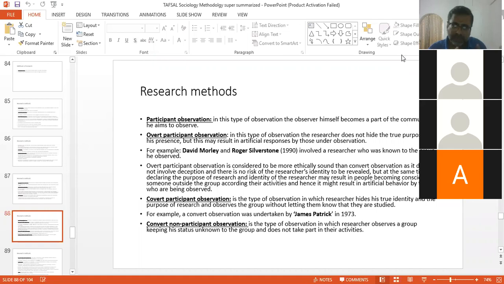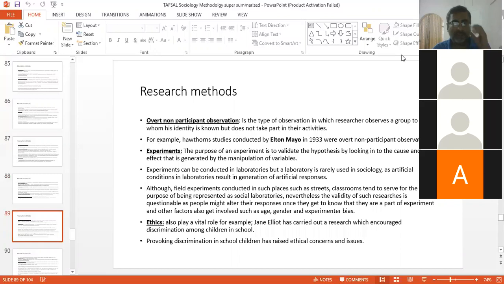This is covert participant observation, and then there is covert non-participant observation. What happens in non-participant observation? You observe the group, but you observe it from a distance. You do not become part of the group. You're not a participant in the group, and you are observing. In covert observation, you are observing, and you are not letting people know that you are observing them. And then there is overt non-participant observation.